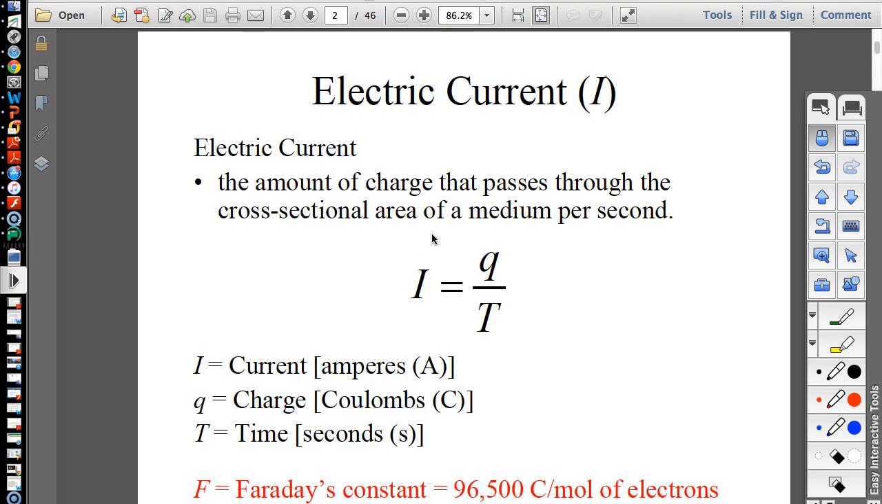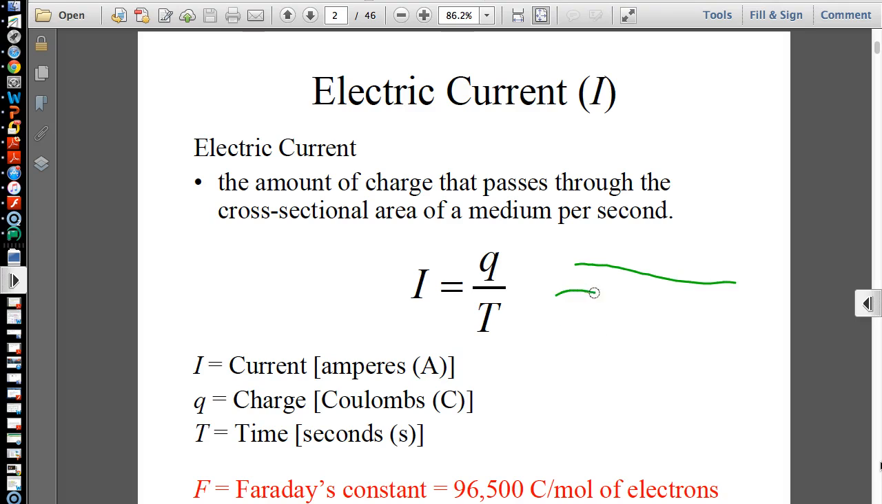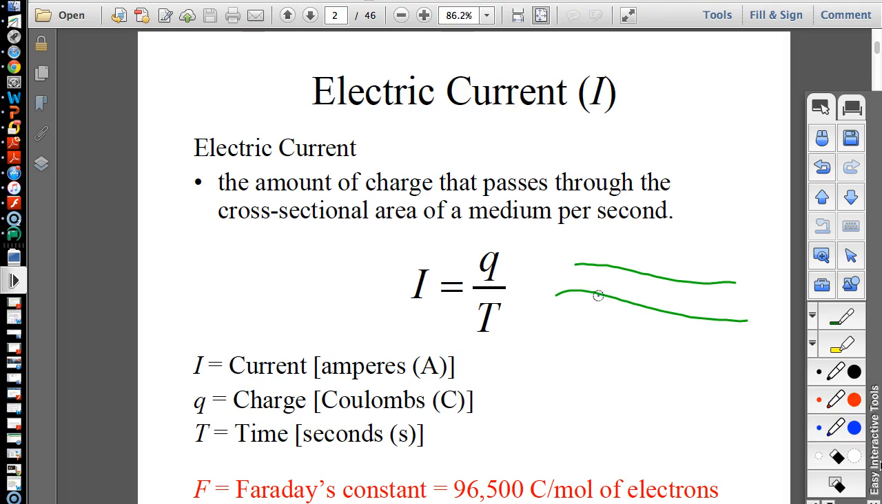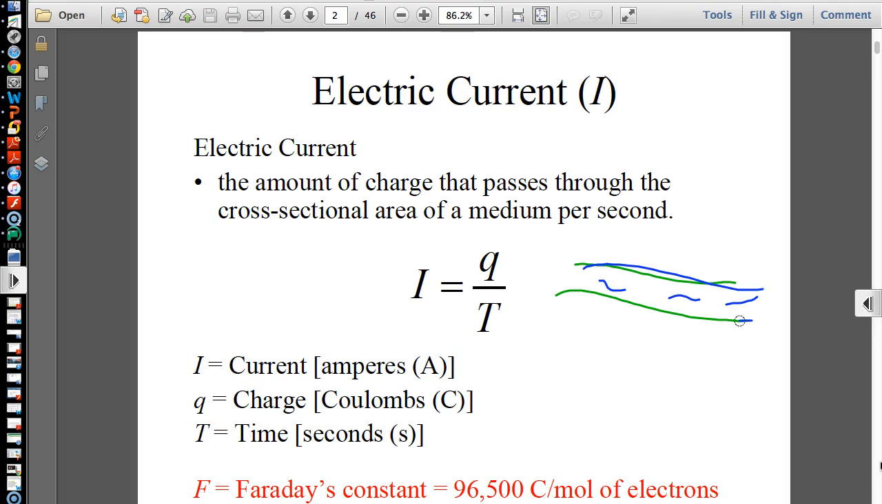The first thing to know is that electrical current, letter I right there, is the amount of charge that passes through the cross-section area of a medium per second. Look, here's a river, and the current is the water flowing, right? Current is the amount of water that's going to pass a point over an amount of time. And electrical current is the same thing. It's the amount of electrons that are going to go past a point in a certain time.